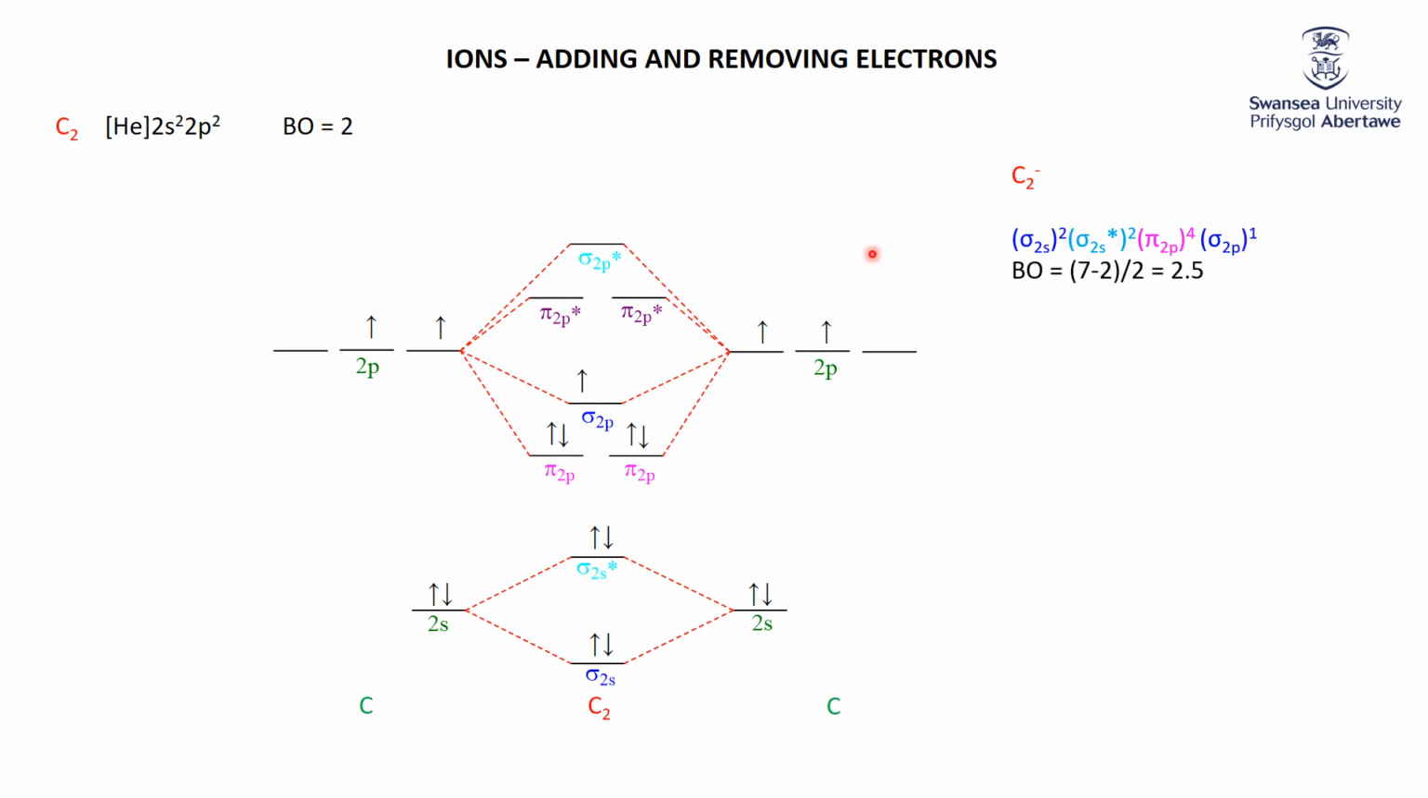Bond order will now be 7 over 2, which is 2.5. So in other words, adding an electron to a bonding orbital increases the bond order, makes the bond stronger. That's not exactly a big shock, is it? Add an electron into bonding and things get better.